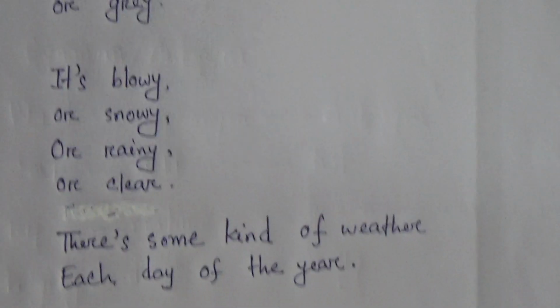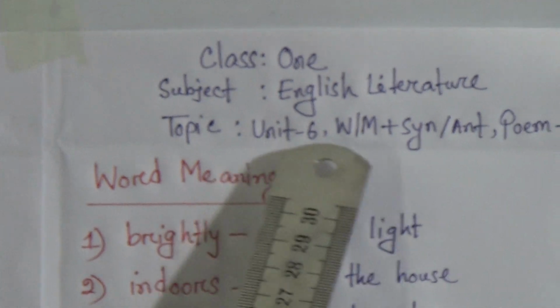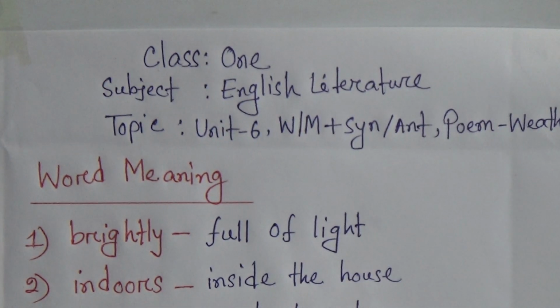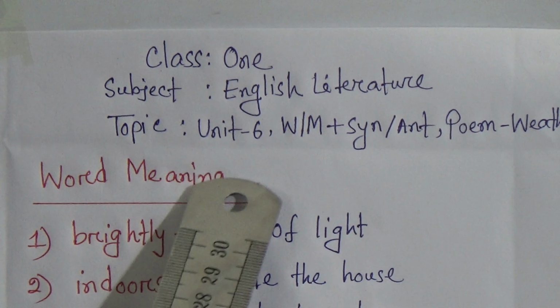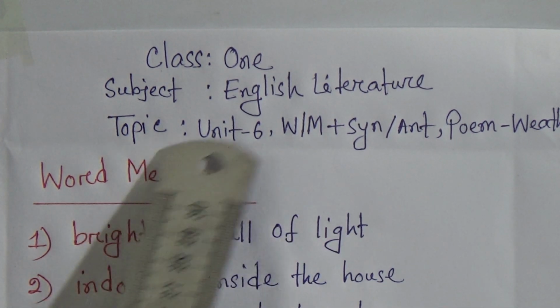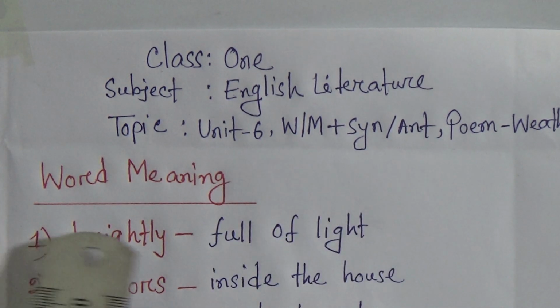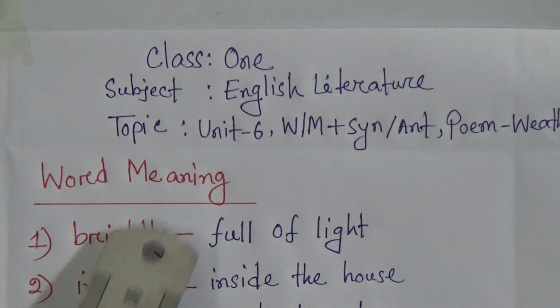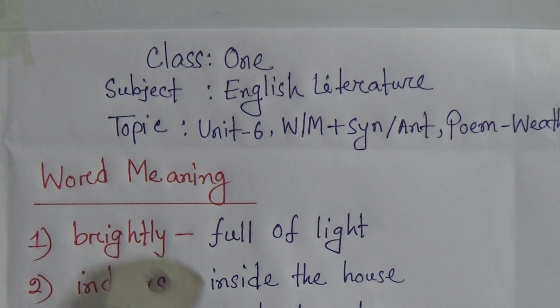Now we will read word meaning and synonym antonym from Unit 6. In previous class we have already discussed Unit 6. The chapter's name is Summer. So today we will do some word meaning and synonym antonym from this chapter. First one is brightly. What is the meaning of brightly? That means full of light. And 2, indoors, inside the house. Number 3, ripe. That means ready to eat.